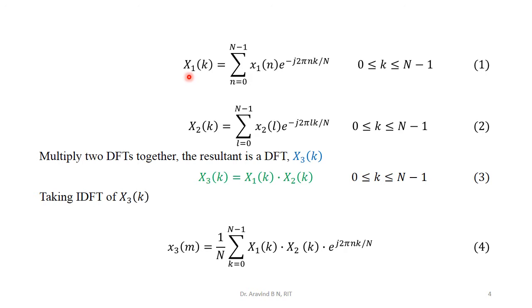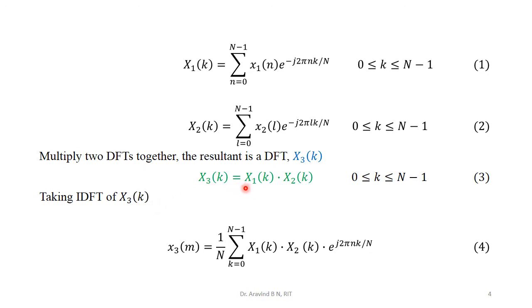So now we have got the sequences x1 of k and x2 of k. Multiply these two sequences to obtain one more sequence, that is x3 of k. So x3 of k is equal to x1 of k into x2 of k. So multiplication of two DFTs is one more DFT, that is x3 of k. Now we have to apply the IDFT for this x3 of k so that we can obtain the final sequence in time domain. Therefore apply IDFT for x3 of k.